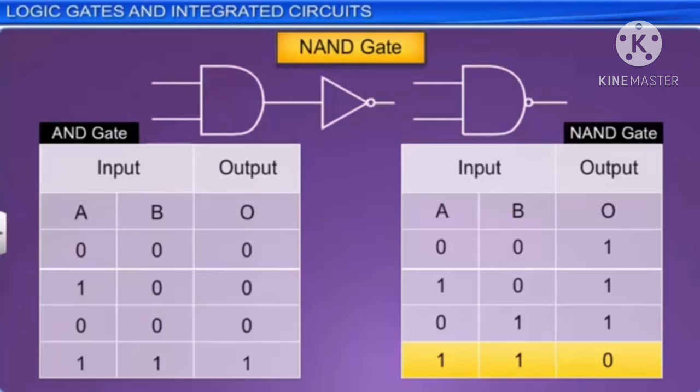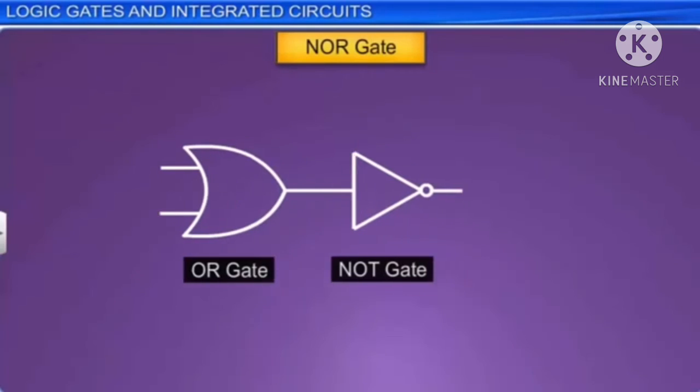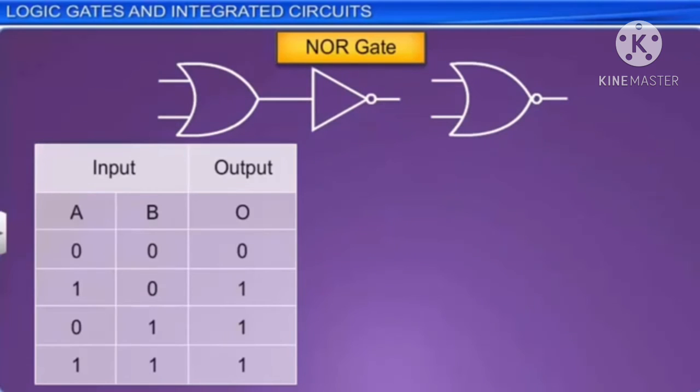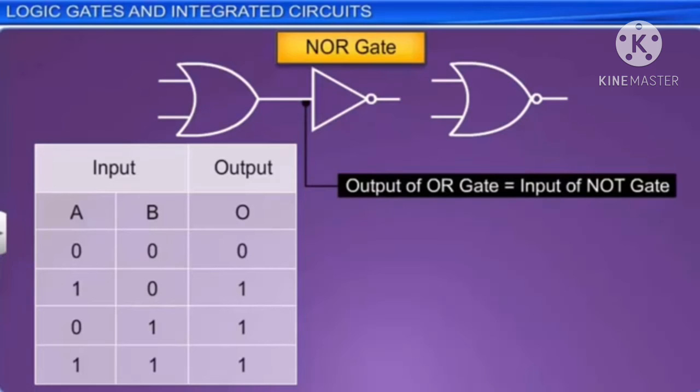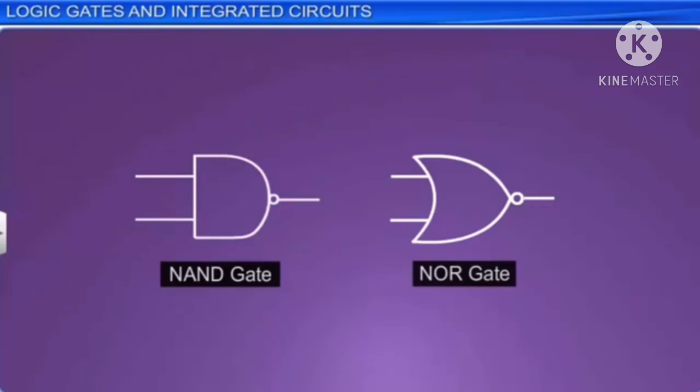An OR gate followed by a NOT gate forms a NOR gate. The symbol for a NOR gate is a combination of symbols of the OR and NOT gates as shown here. In a NOR gate, the output of the OR gate acts as the input for the NOT gate and thus gets inverted. Thus, the input values in the truth table of a NOR gate are taken from the OR gate table. The output of the OR gate is inverted by the NOT gate and appears as the output of the NOR gate. NAND and NOR gates are also called universal gates, as they can be used to create all other forms of logic gates like the AND, OR, and NOT gates.